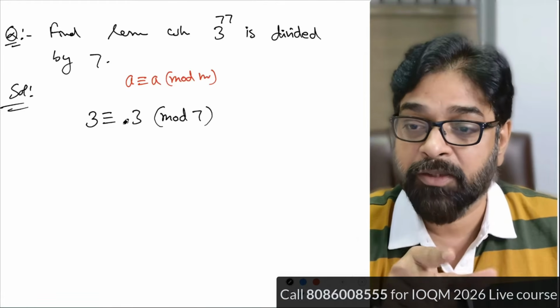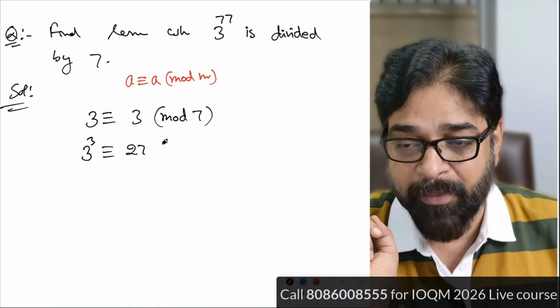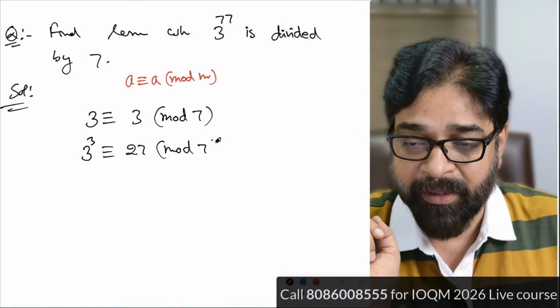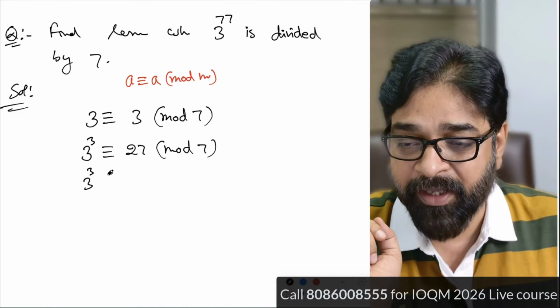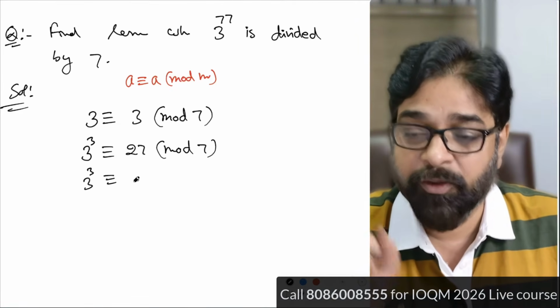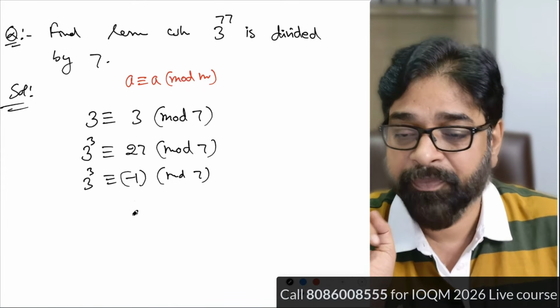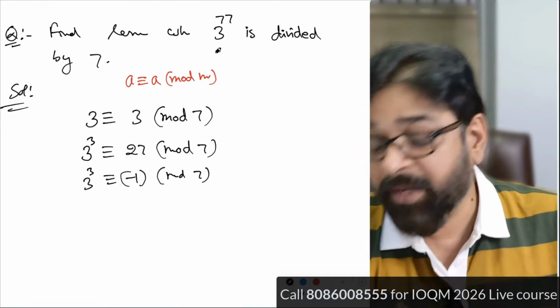28 means minus 1. Yes. So 3 power 3 is congruent to 27 modulo 7. Means 3 power 3 is congruent to 27 minus 4 into 7 minus 1 modulo 7. Finish. Question over. But I want 3 power 77.